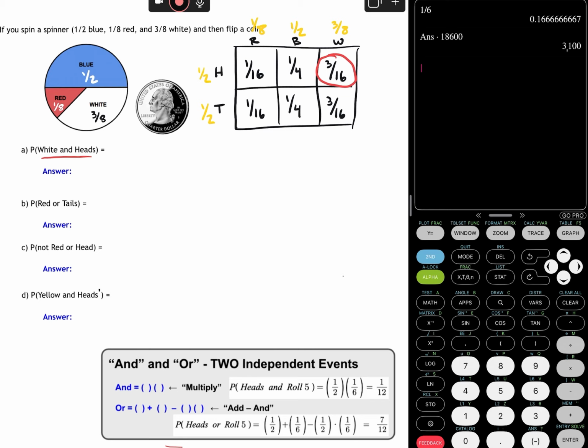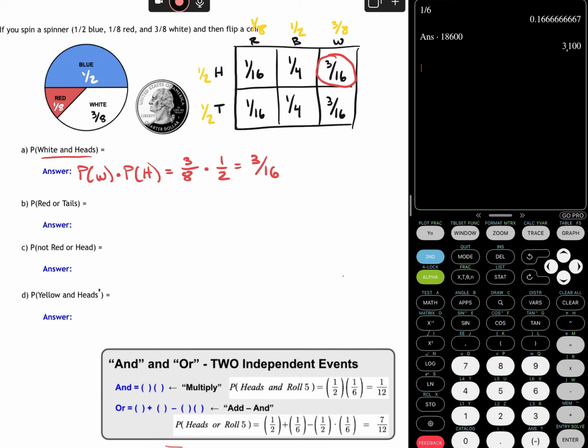Or if you wanted to use the formula from below, you have the probability of white and you're just going to multiply by the probability of heads because they are independent, which is exactly why you're going to take your 3/8 and multiply by your 1/2, and that's why you end up with 3/16 as your answer.